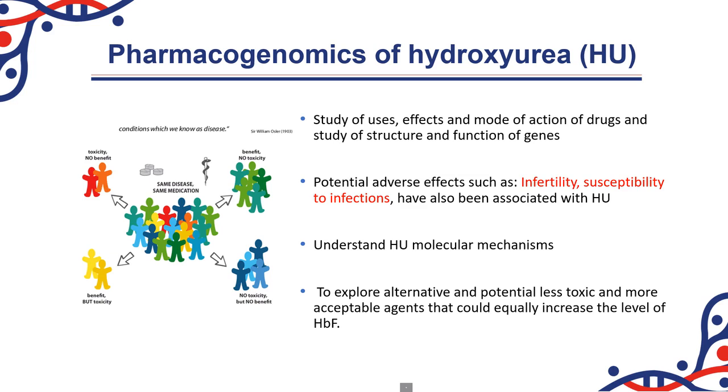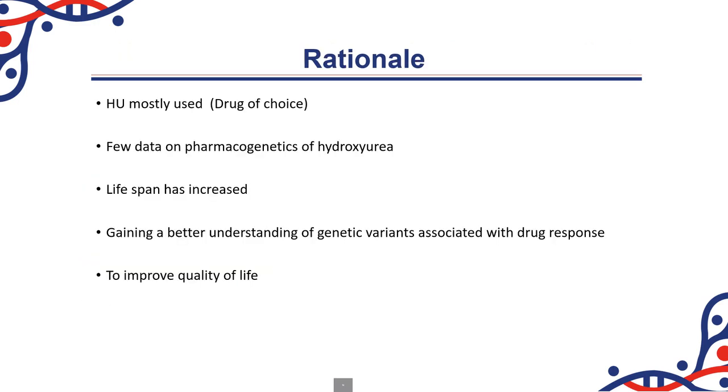There is limited data on the pharmacogenomics of hydroxyurea, meaning we need to understand the hydroxyurea molecular mechanism. This we can achieve by exploring alternative, potentially less toxic and more acceptable agents that could equally increase the level of fetal hemoglobin.